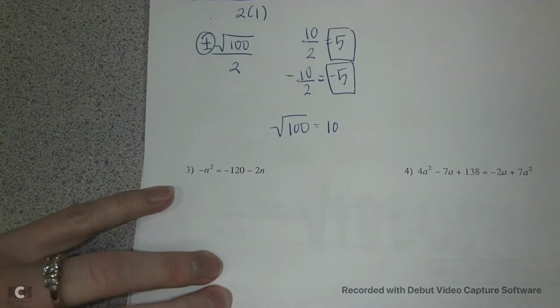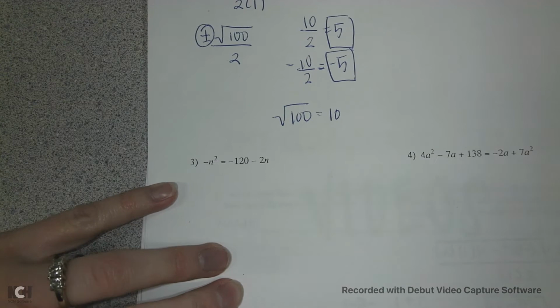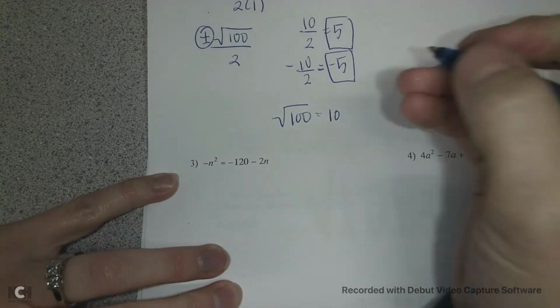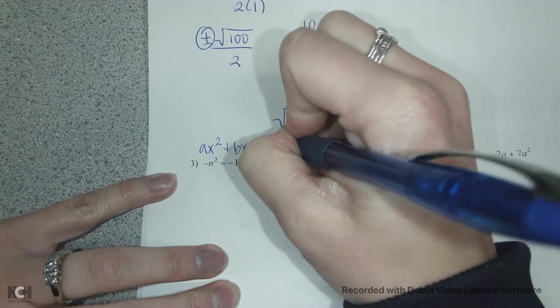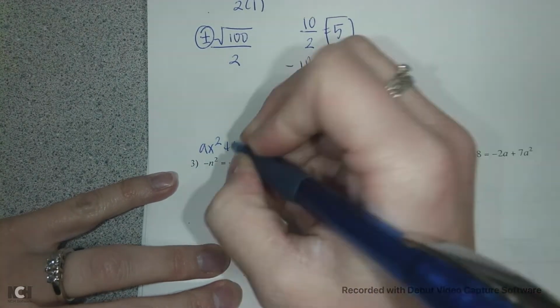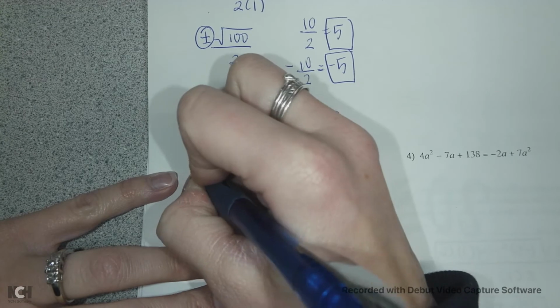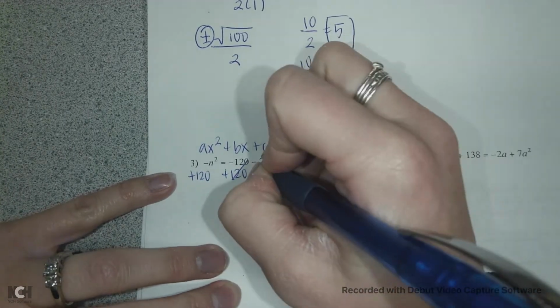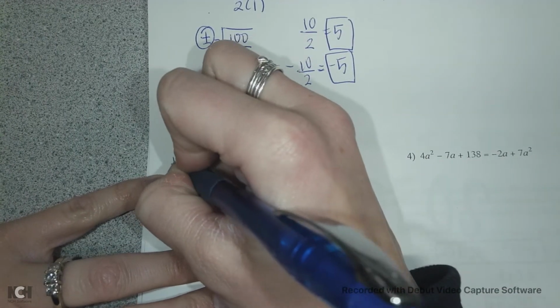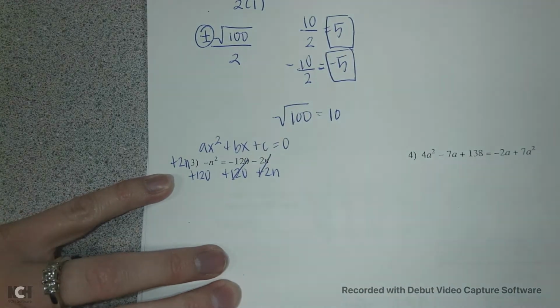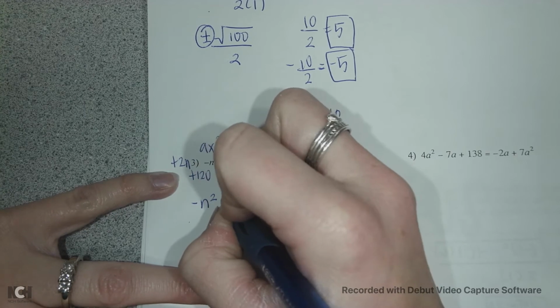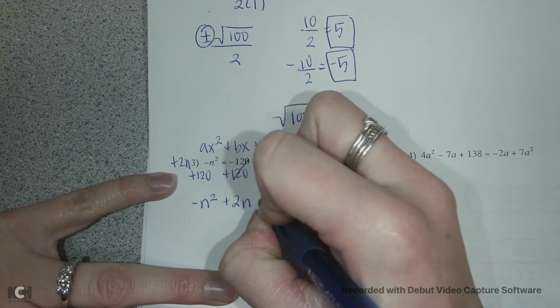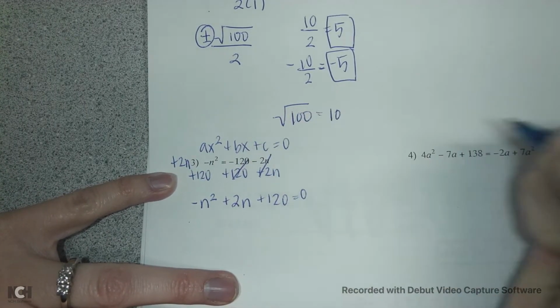Okay, let's look at number 3. So number 3 is not in the correct form because I need it to be the ax squared plus bx plus c equals 0, so I need to move my 120 and my n to the other side. So we're going to add 120 to both sides to cancel that out, and I'm going to add 2n to both sides to cancel that out. So now we're going to move them into this form. We have negative n squared plus 2n plus 120 equals 0.